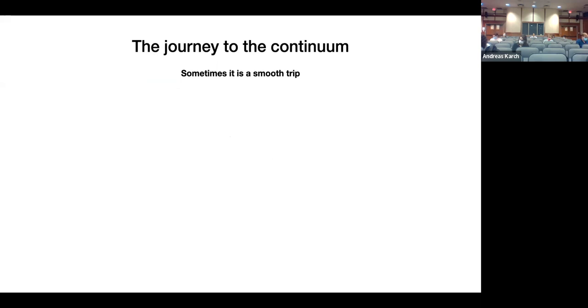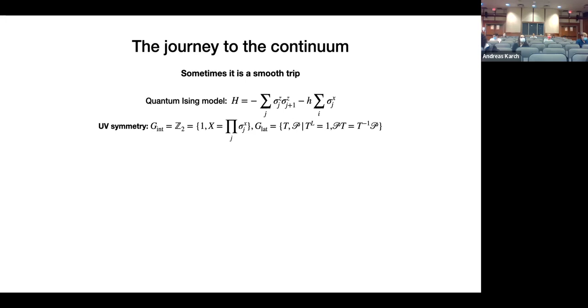Now, the question that I like to think about is how the lattice model goes to the continuum. So what's the journey to the continuum? A lot of times, it's a very smooth and safe journey. There are no subtleties. You just directly take the limit of L going to infinity, and you get a continuum. Let me give one example of a very smooth limit, with no surprises. This is another prototypical lattice model that we often encounter in condensed matter physics, the quantum Ising model.